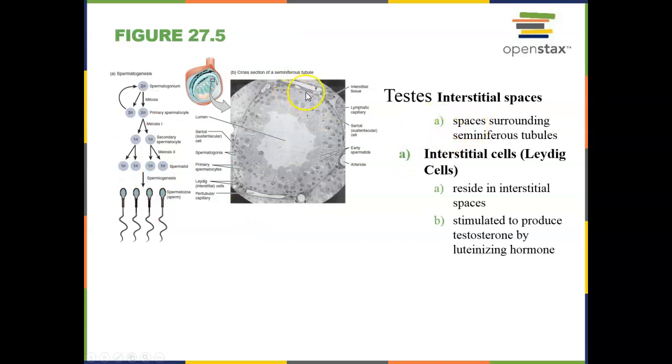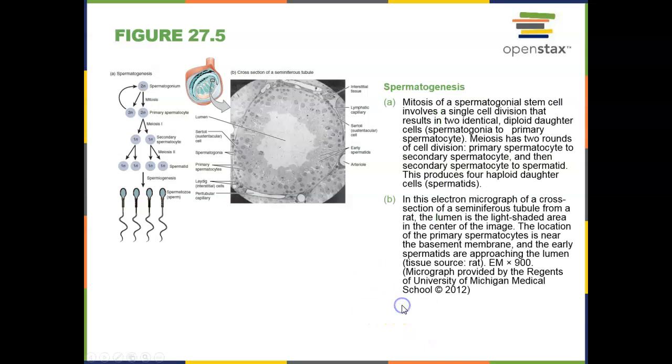Then surrounding the seminiferous tubules, we have these interstitial cells that are also known as Leydig cells, and you can see them over here. These are the cells that produce testosterone. Testosterone is needed for sperm production, but it's also needed to produce secondary sexual characteristics in males.